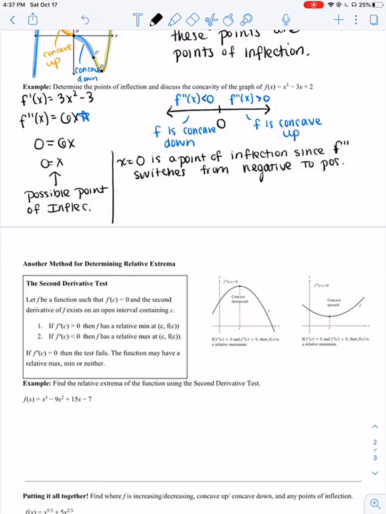And we were also asked to discuss the concavity. So let's say f is concave down. Excuse my spelling, too many C's and N's. Concave down on the interval negative infinity to 0. And f is concave up on the interval 0 to infinity.